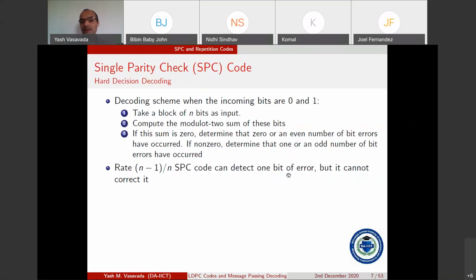Again, if 3 bits are in error, it will be able to detect it, but it may not be able to say that 3 bits are in error. It may still think that only 1 bit is in error. And so the SPC code can detect at the most 1 bit of error. Beyond that, it kind of becomes blind. And secondly, it is also blind in the sense that it doesn't know where the error happened. The only thing it says is that some bit is in error, but which bit? No idea.